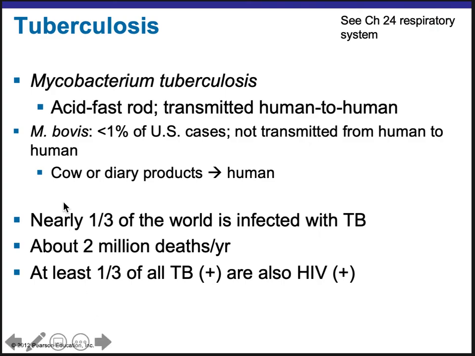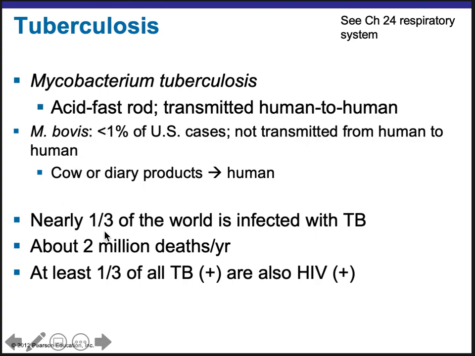So we do have a strain of Mycobacterium called Mycobacterium bovis found in cows, right? Bovine. So cow or dairy products can potentially transmit that strain to humans. It's less than 1% of all US cases. So we don't consider this a huge risk, but it does exist, and it would give you the same symptoms of tuberculosis. Okay, but it's a different strain.